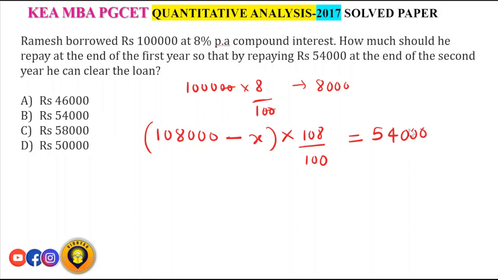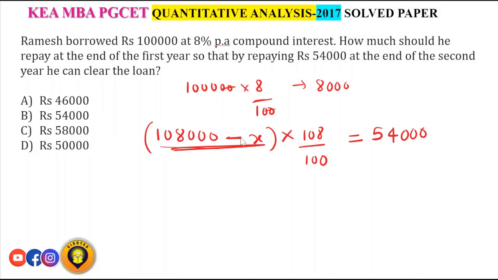Understand properly, 1 lakh is the principal borrowed. 8% per annum interest means first year his interest is 8,000, therefore his total amount became 1,08,000. That means 108% of 1 lakh is 1,08,000. From this amount he repaid some value, and the remaining amount is calculated at 8% per annum for the second year. So second year the amount will become 108% of this value, which is equal to 54,000, because he is clearing his loan at the end of second year.